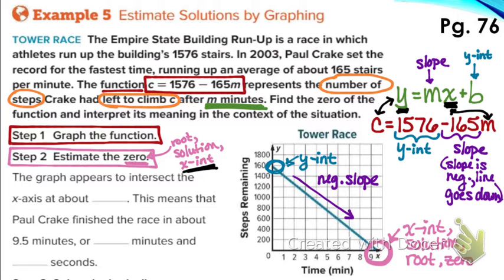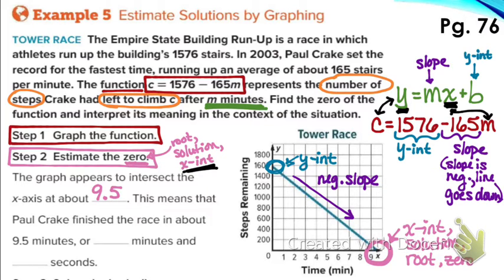9.5. So looking at that graph, it intersects the x-axis at about 9.5. It looked like more of a 9.7 to me. If you're estimating on the graph, I'm fine with whichever estimate you come up with. It needs to make sense with what I see. But yeah, I wouldn't count 9.7 as wrong.